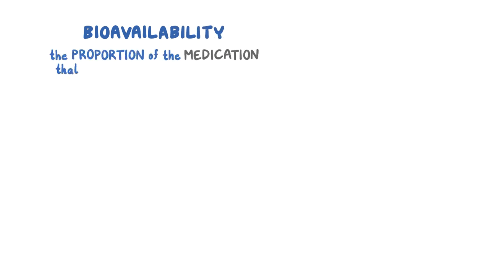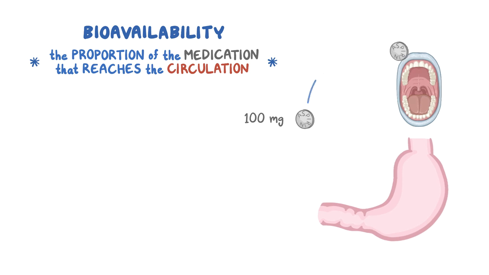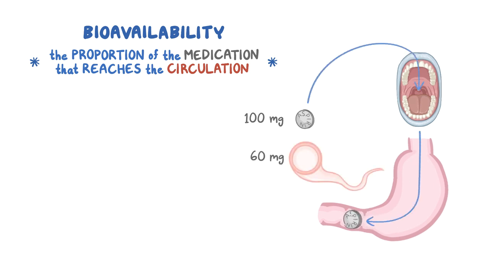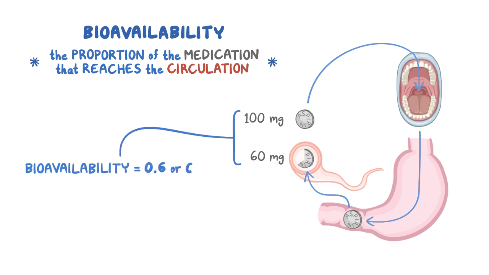A practical measure of absorption is bioavailability. Bioavailability is actually the proportion of the medication that eventually reaches the circulation. For example, if someone takes 100 milligrams of aspirin orally and only 60 milligrams of this is absorbed into the circulation, the bioavailability is 0.6 or 60%.